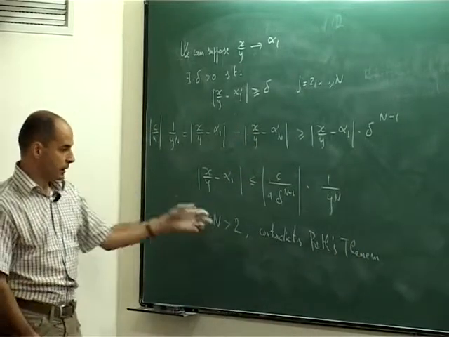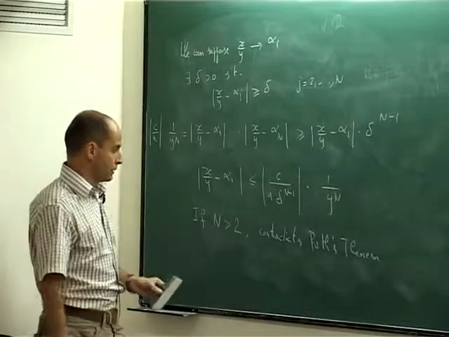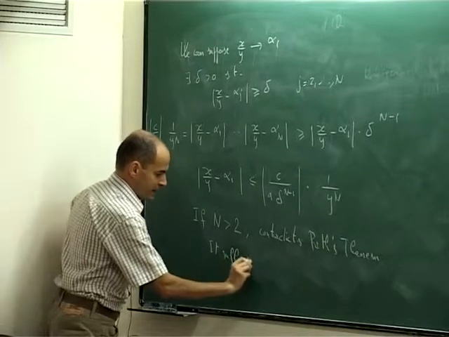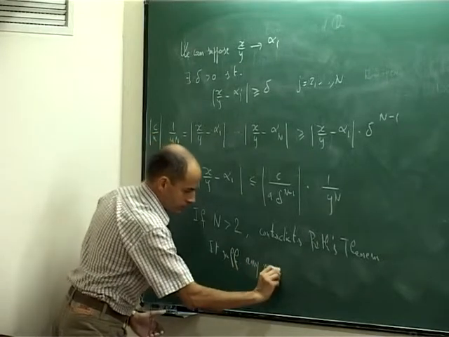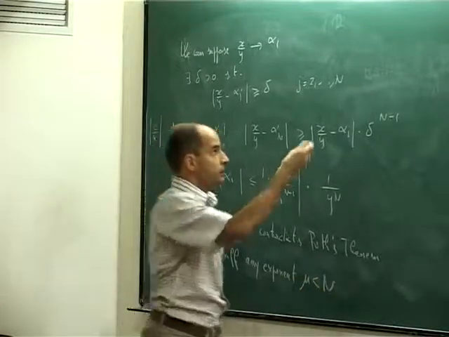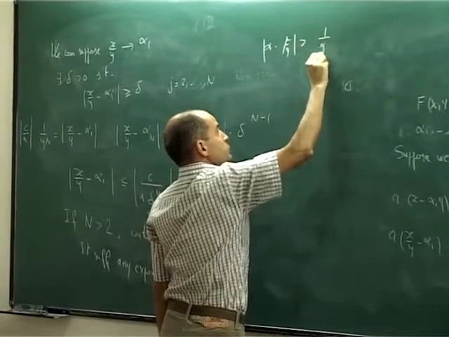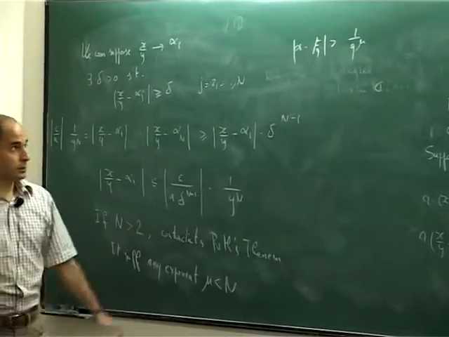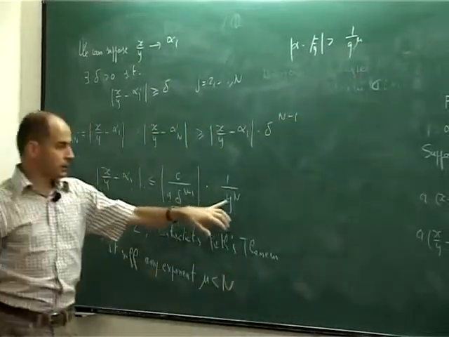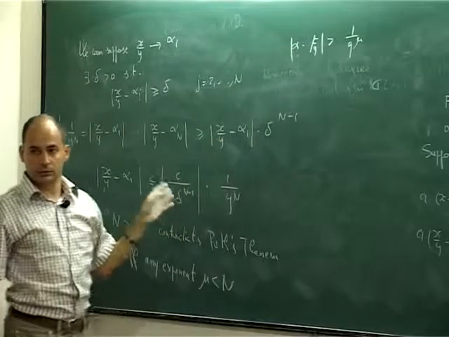It suffices to take epsilon less than 1 in Roth's theorem. Actually, it suffices to take any exponent mu less than n in a theorem stating that the absolute value of alpha minus p over q is larger than 1 over q to the mu. So Roth had the 2 plus epsilon, and if you have any exponent larger than the degree n of alpha over q, you obtain finiteness.